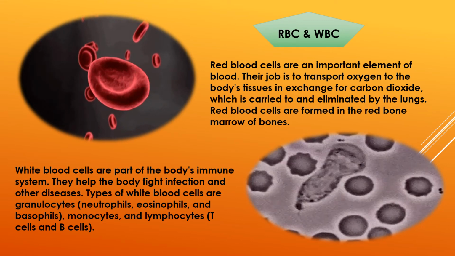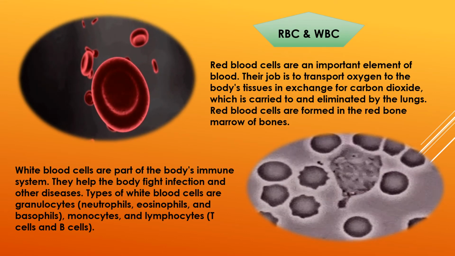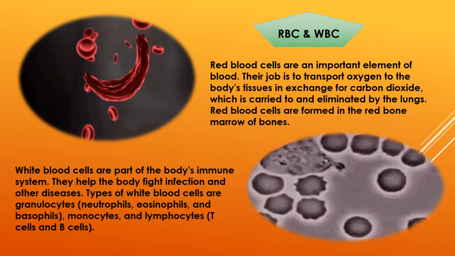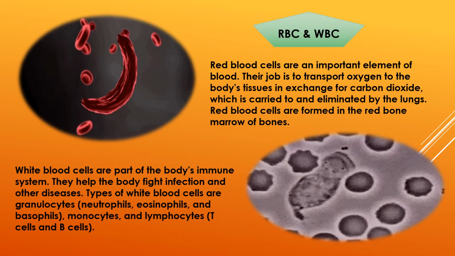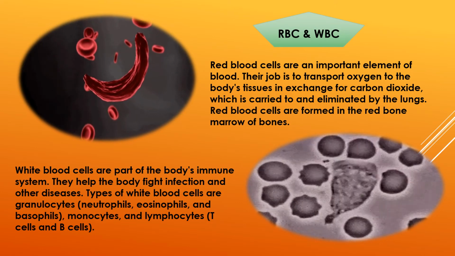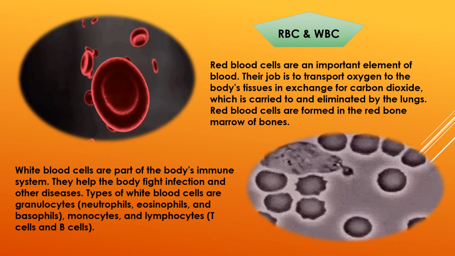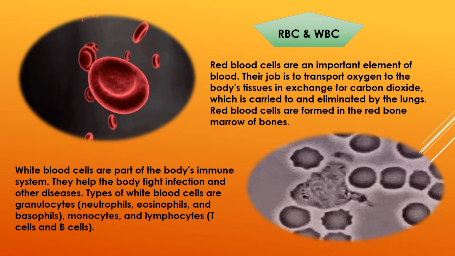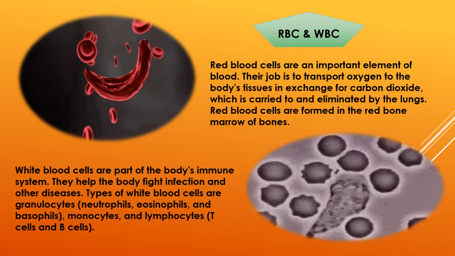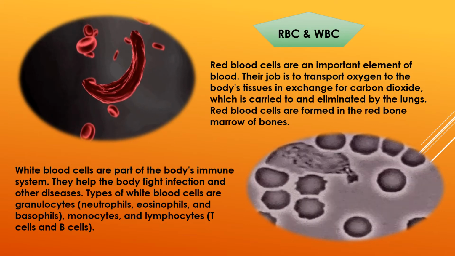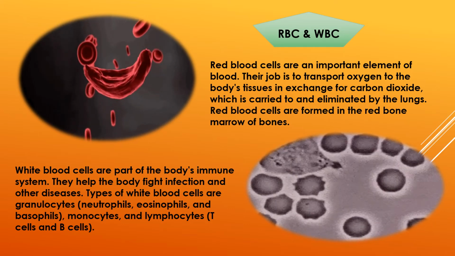On the other hand, white blood cells are part of the body's immune system. They help the body fight infection and other diseases. Types of white blood cells are granulocytes, that is neutrophils, eosinophils, and basophils, and monocytes and lymphocytes, that is T cells and B cells. You can see in the diagram red blood cell and white blood cell.